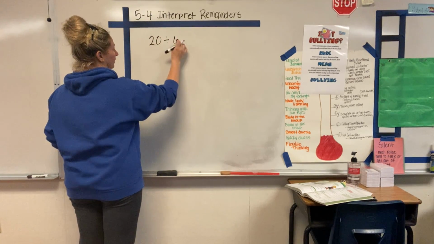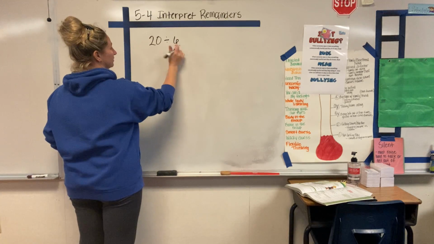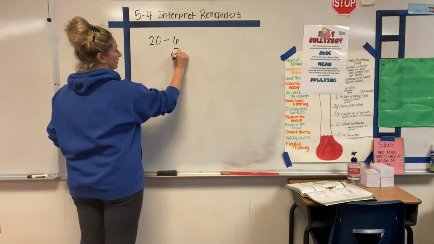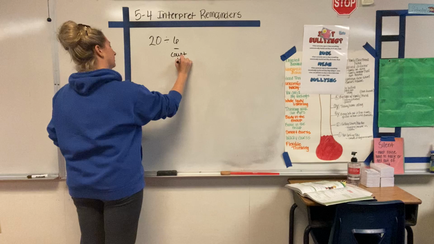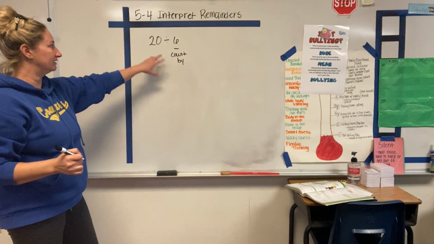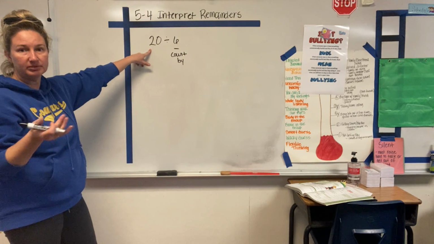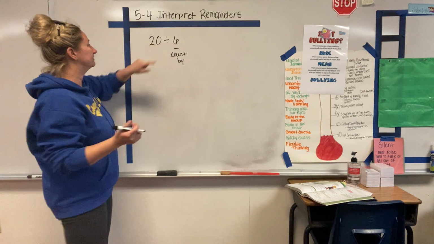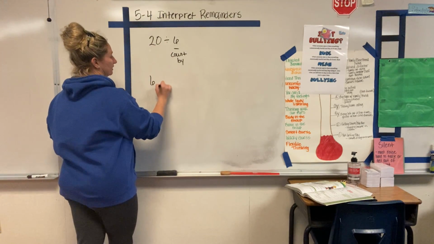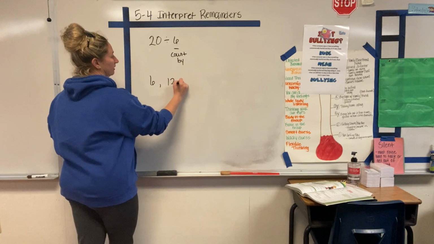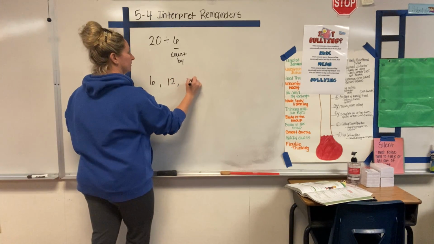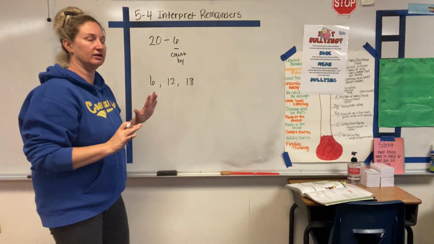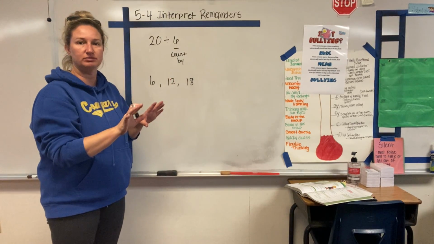Okay, so this is the number I'm going to count by. I'm going to count by 6s until I get close to 20, but I can't go over because I don't have more than 20. So I'm going to count by 6: 6, 12, 18, and then I have to stop there because if I go one more, it's 24 and it's too much.